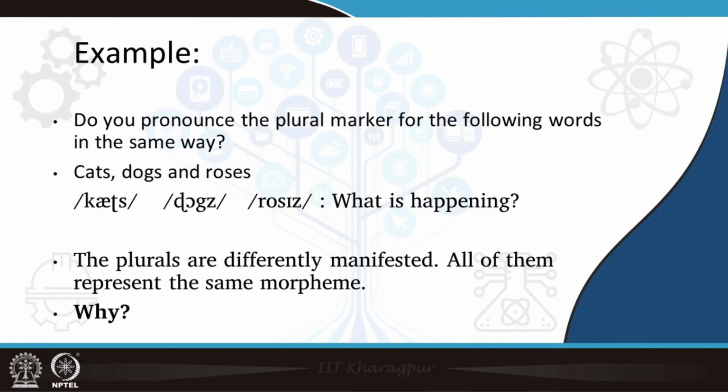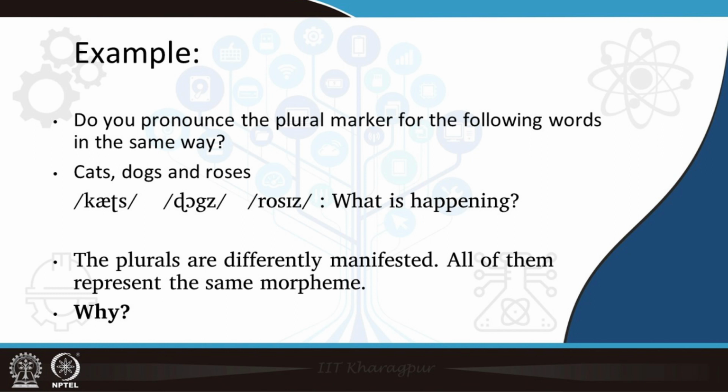So, I have a very common example which many of you know, or you know similar examples from English. If I ask you to pronounce the plural marker of the following words, cats, dogs and roses, you can figure it out. I have deliberately used IPA here, so that you can understand that there are different phonological representations, s, z and is. So, what is happening here? These are all plural markers.